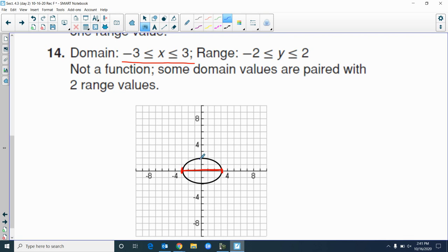On the y-axis, the highest point is 2, the lowest point is -2, hits everything in between. So we have to write it like this. This is not a function.